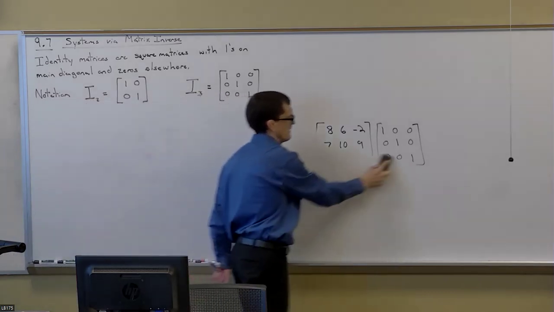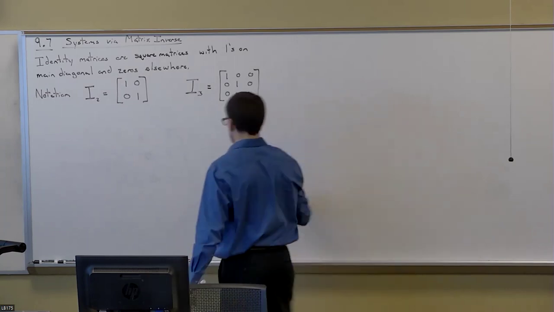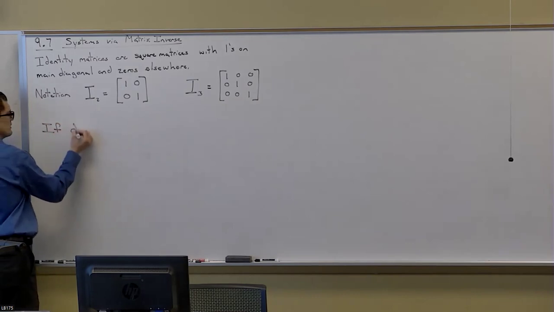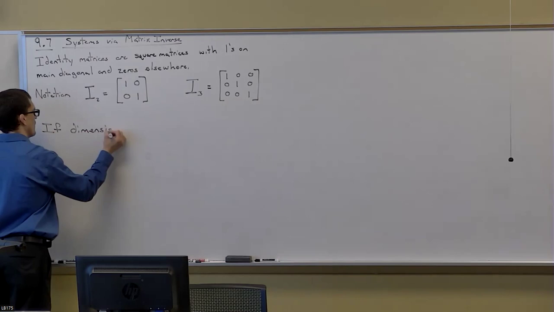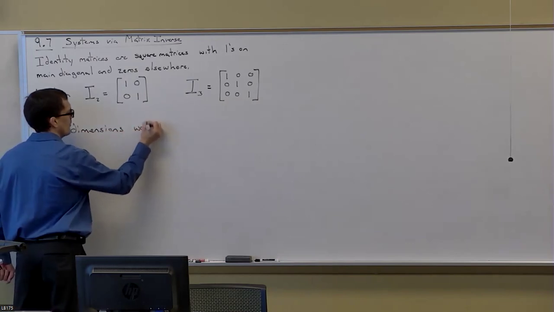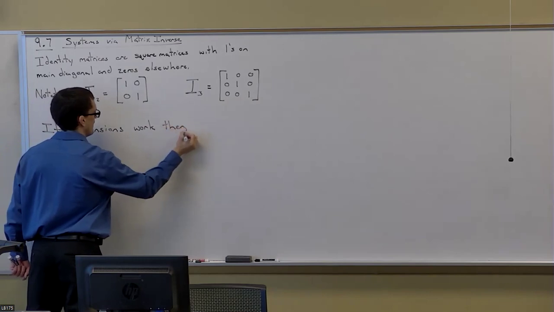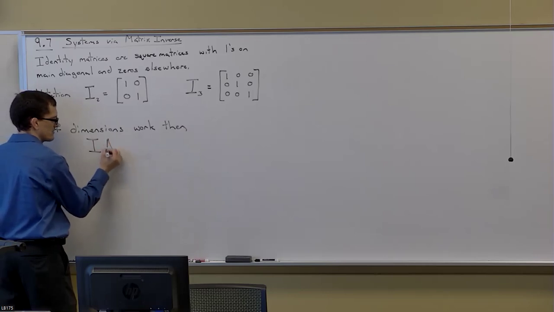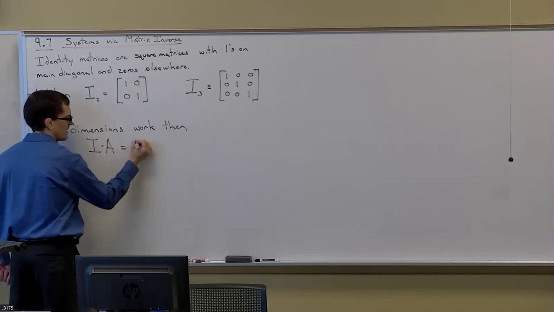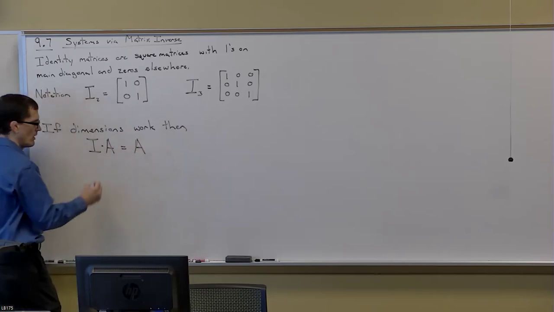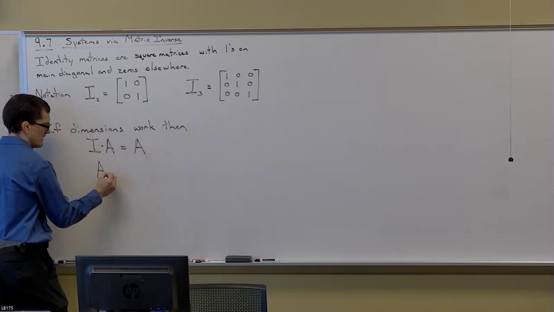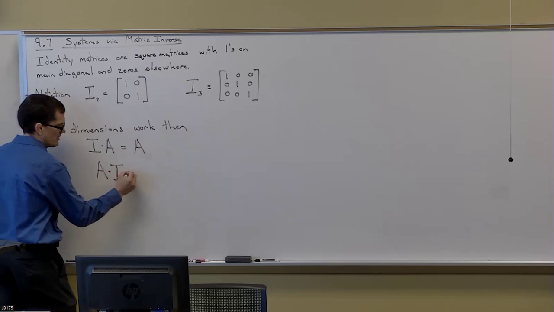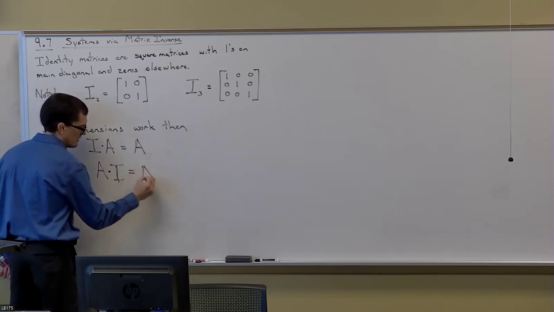And we know that mathematically, dimensions have to work out. So if dimensions work, then if I take the identity matrix times any matrix, I get back the original matrix. And if you take the identity matrix, multiply it on the other side, if the dimensions work out, you get back your matrix.